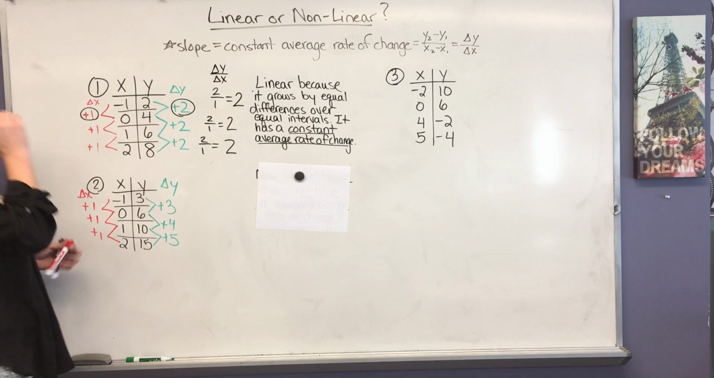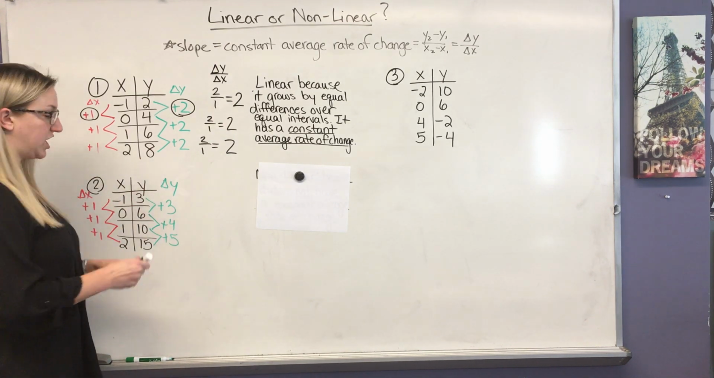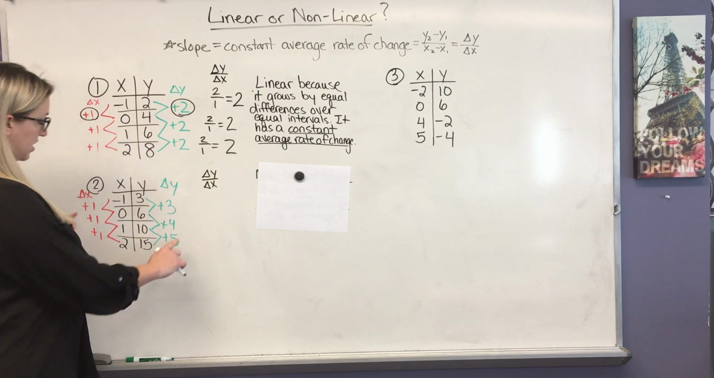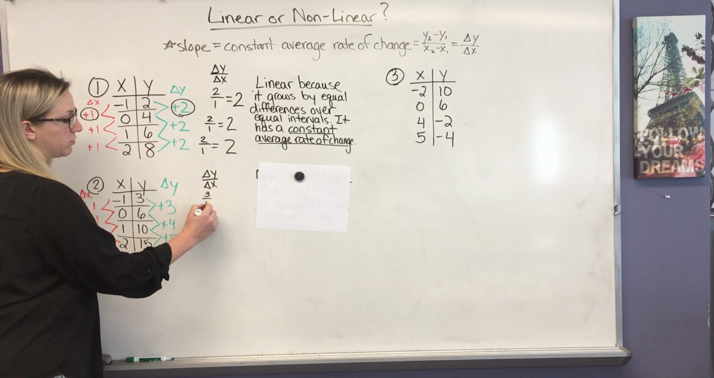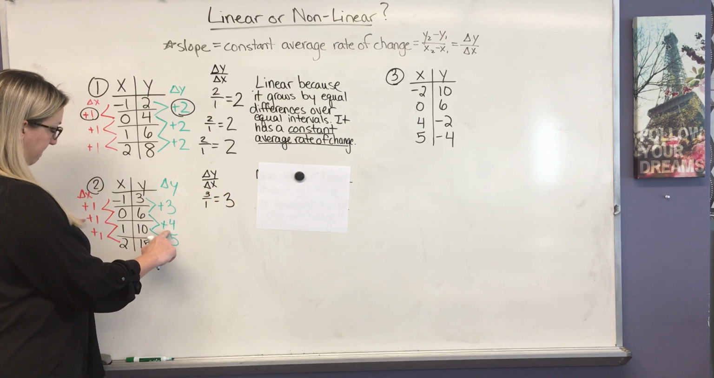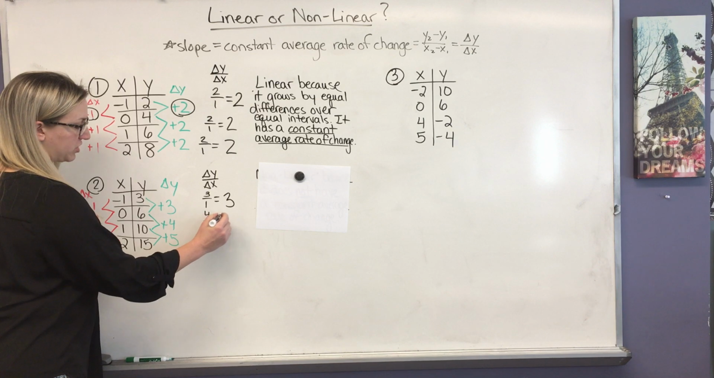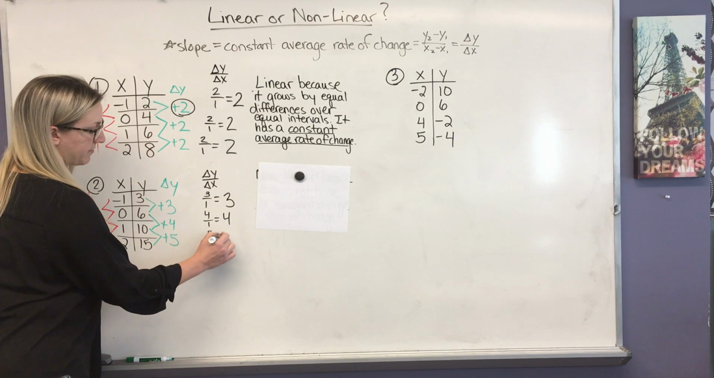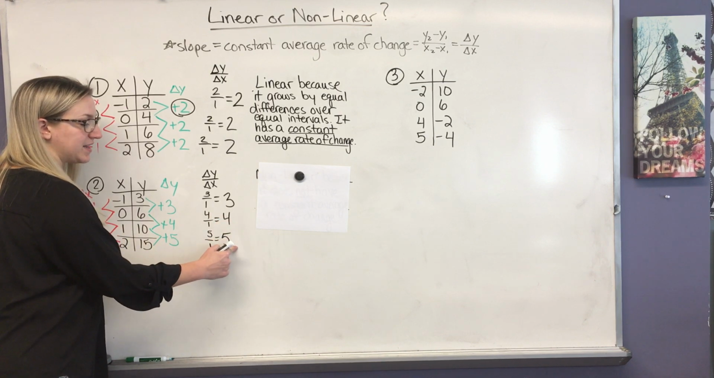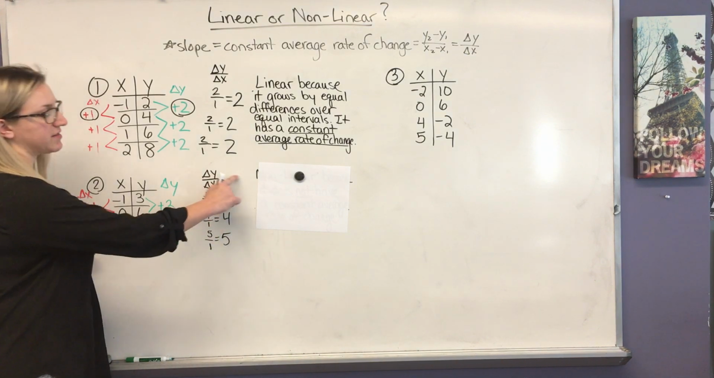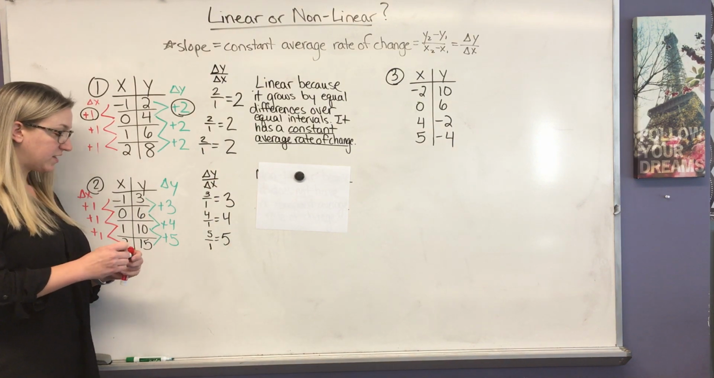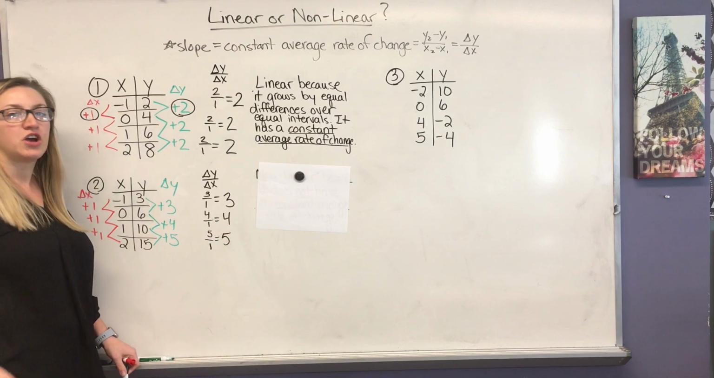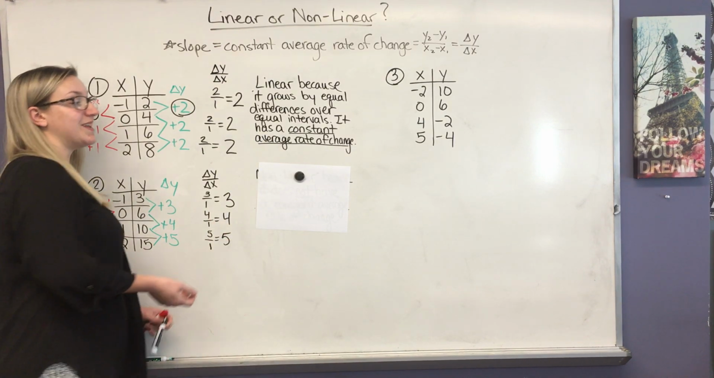So now we need to put it together to determine the average rate of change. Once again, that is the change in y over the change in x. So this will be 3 over 1, which is 3, 4 over 1, which is 4, and 5 over 1, which is 5. This is nonlinear because we do not have a constant average rate of change. Every single time I pick different points, I wind up with a different average rate of change, which means it's not constant, so it is nonlinear.